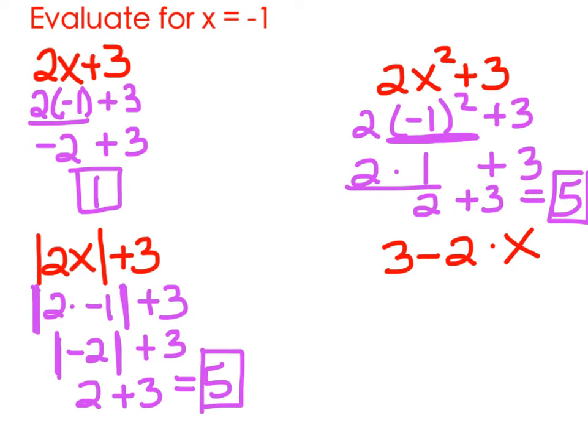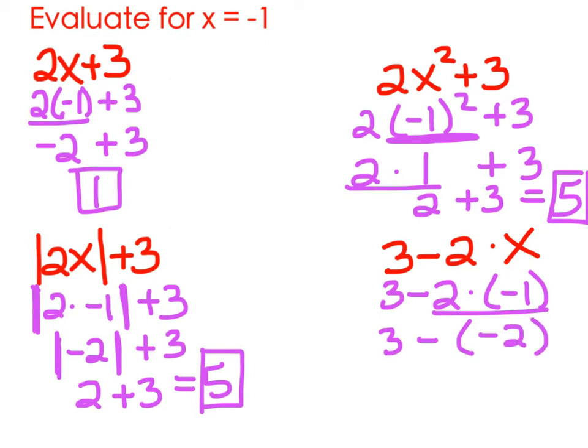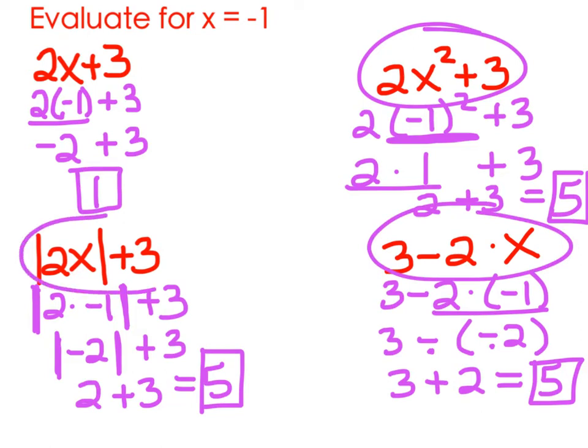And then this last one, I have 3 minus 2 times x. So we're going to plug in the negative 1. 3 minus 2 times negative 1. PEMDAS says we need to do the multiplication first. So 3 minus 2 times negative 1 is negative 2. Then we're going to multiply this negative out here times this negative in here, and a negative times a negative becomes a positive, 3 plus 2, which is also 5. So this and this and this are all equivalent expressions when x equals negative 1.